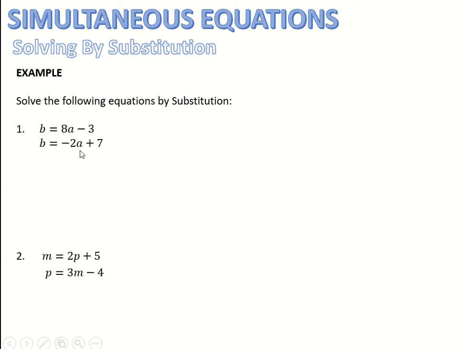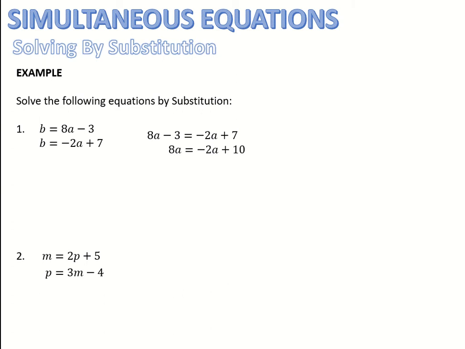So all I'm going to do here is take this equation and substitute it into the other one. And you can see what happens here is the b's come out and then we make the two other sides equal to each other. 8a minus 3 is equal to minus 2a plus 7. Now I have one single equation with one single variable. I've just got to gather them all together and solve it as I normally would.